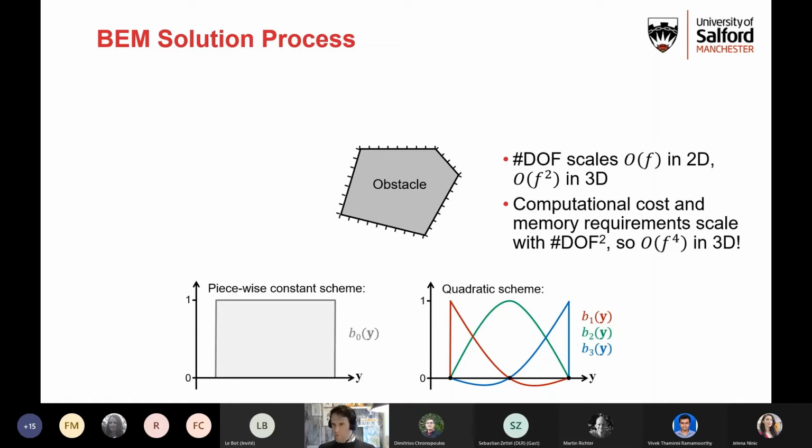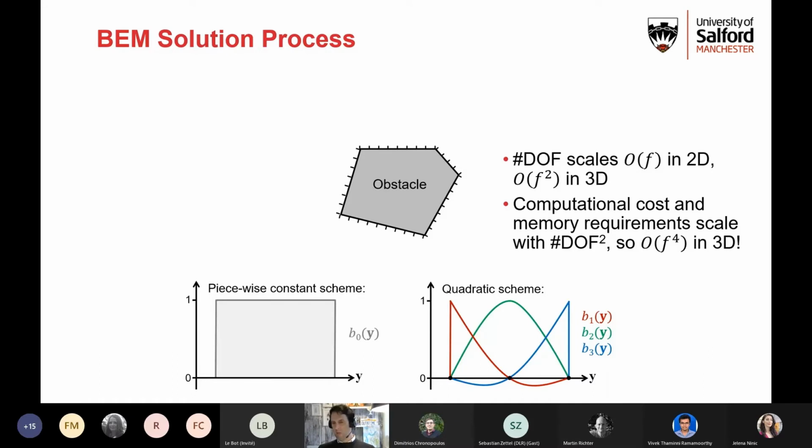And the reason for that is that every element talks to every other element. If you look at the interaction matrices, you don't have a local interaction anymore, like we did with finite element method or FDTD. Everything interacts with everything over a distance. That's where this degrees of freedom squared comes from.